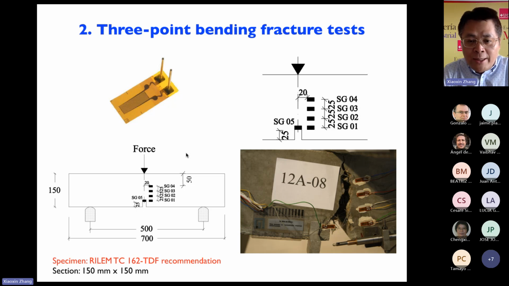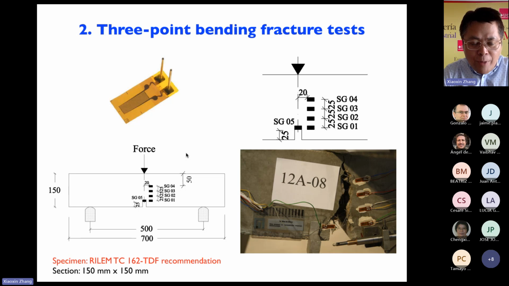3-point bending fracture test. The dimensions of the beam follow the recommendation of RILEM TC 162-TDF. The section is 150 millimeter times 150 millimeter. The total length is 700 millimeter. In fact, the weight of the specimen is around 40 kilogram. It's not that convenient to move it in the lab.